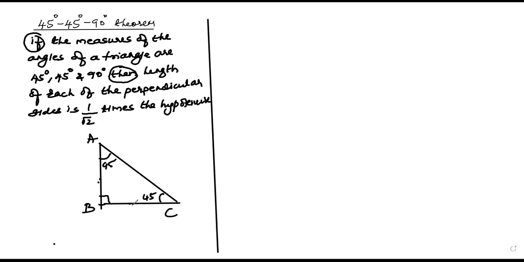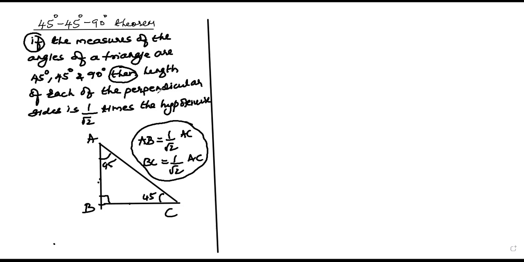AB and BC, they are called perpendicular sides. The sides which make a 90 degree angle are called perpendicular sides. Length of each of the perpendicular sides means AB equal 1 upon root 2 AC, and even this BC equal 1 upon root 2 AC. This formula is called the 45, 45, 90 theorem. This formula can be used only in a 45, 45, 90 triangle. That is why it is named the 45, 45, 90 theorem.